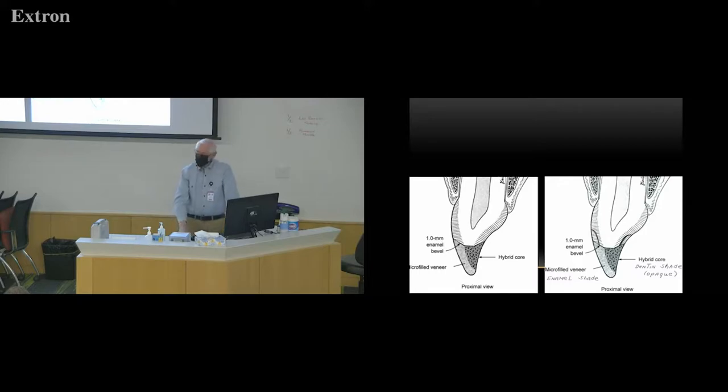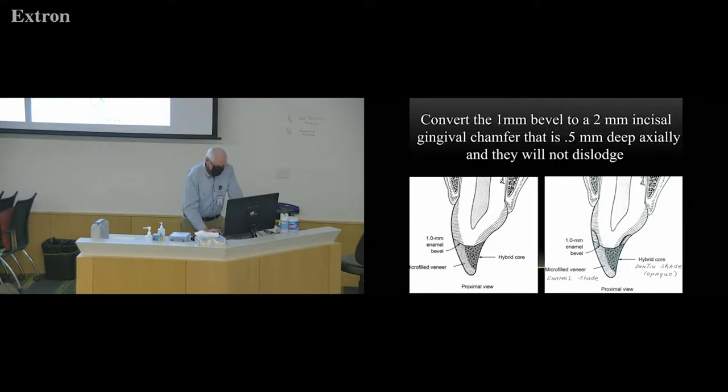It can be done with a longer bevel. The reason I like a chamfer is because it makes it stronger. You've got a little bit of thickness of composite there to really grab the tooth. And if it's going to get hit really hard, or they're biting into something like a frozen candy bar, they hold up better. So my idea was to convert the 1 millimeter bevel to a 2 millimeter incisal gingival chamfer. It's only 0.5 millimeter deep axially, because we want to have plenty of enamel to bond to. If you cut all the way through the enamel, then you're bonding to dentin, and it's not going to be as sturdy. So any question about that?